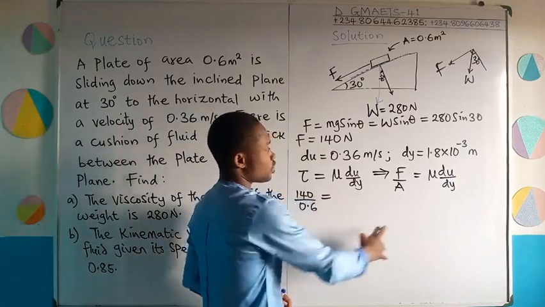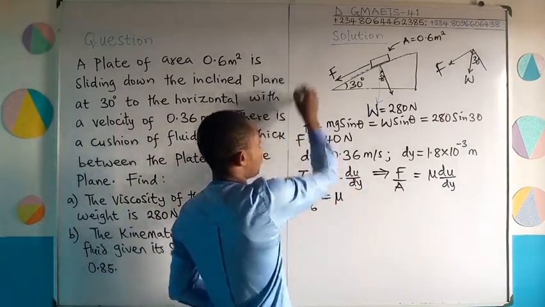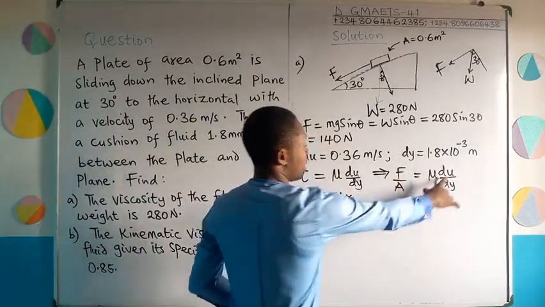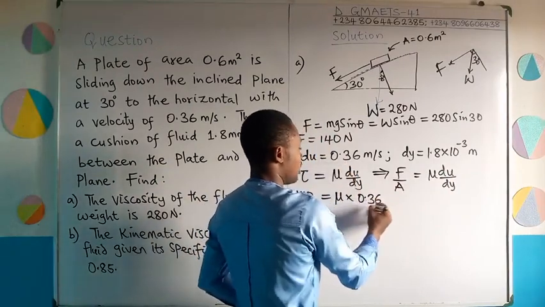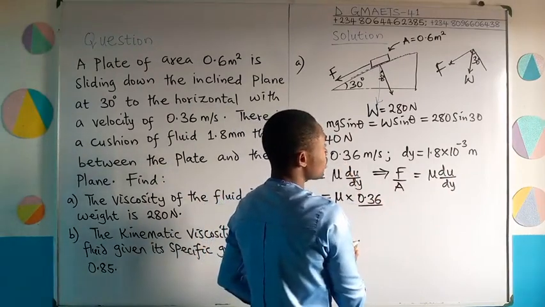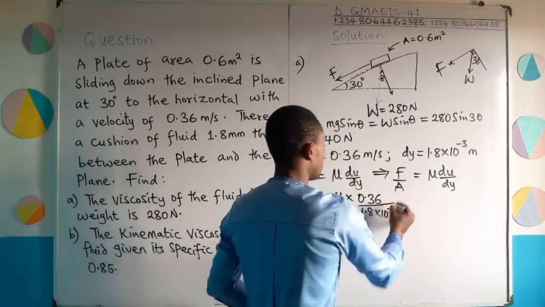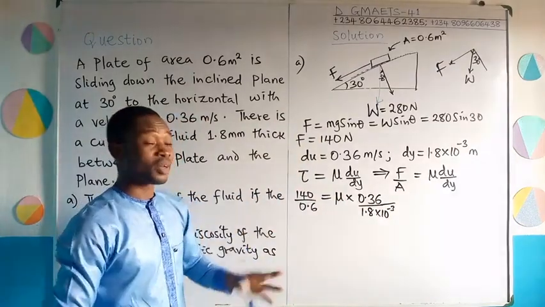And then this is equal to the dynamic viscosity, which I don't know. That's what I'm looking for in the first part of the question. And now I'm multiplying it by the velocity gradient. The velocity is 0.36, and then I'm going to divide it by the thickness. The thickness is 1.8 times 10 to the power of minus 3. Now I'm going to work this out and make the viscosity the subject of the formula.